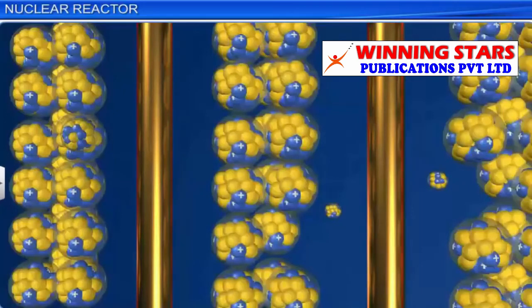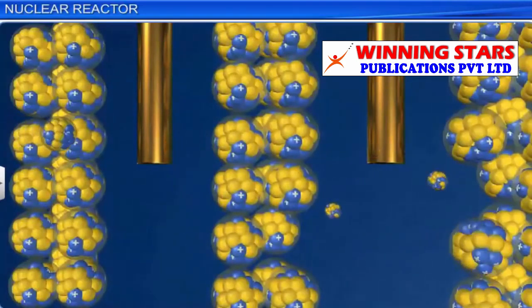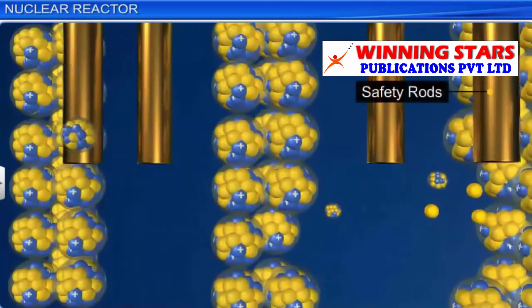In addition to the control rods, additional rods called the safety rods are provided in the reactor. Whenever required, these rods can be inserted into the reactor and can rapidly bring down the value of the multiplication factor K to less than 1.